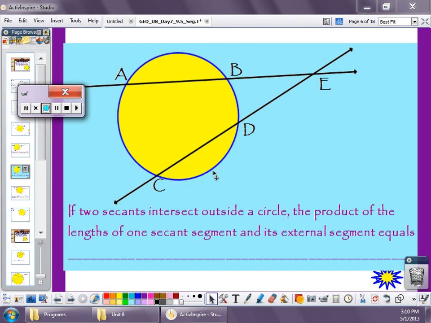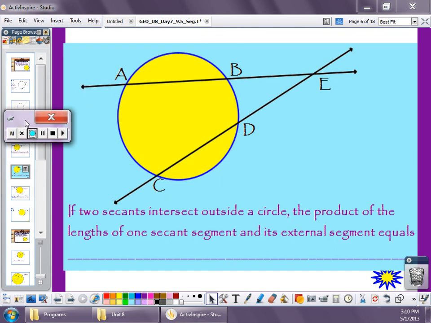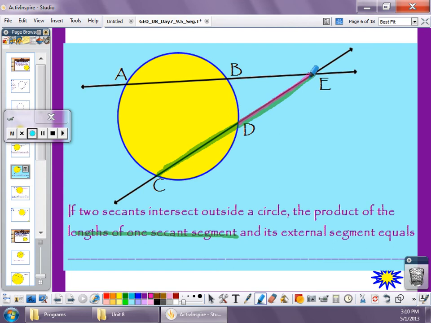So for this one, if two secants intersect outside a circle, the product of the length of one secant segment and its external segment equals... So what I'm trying to compare is the product of the length of one secant segment, that would be one secant segment all the way out to here, and its external segment, so that would be this part, is equal to what?